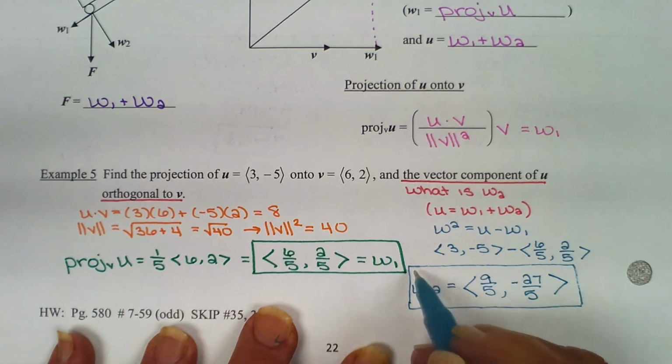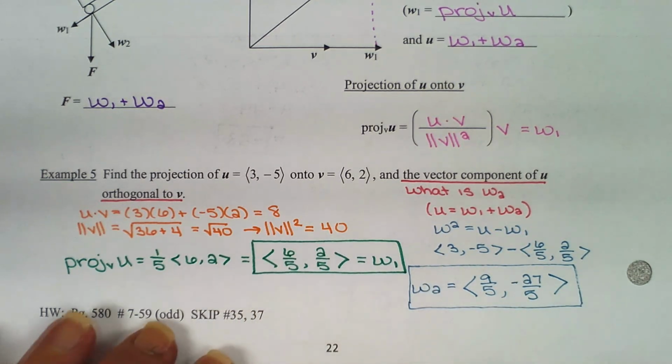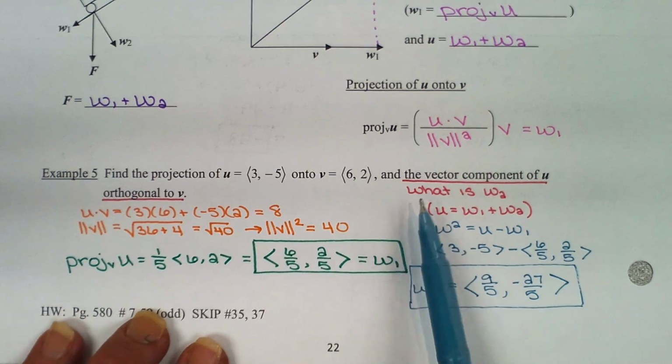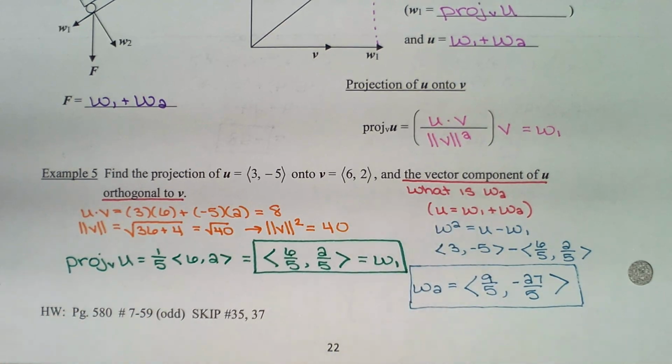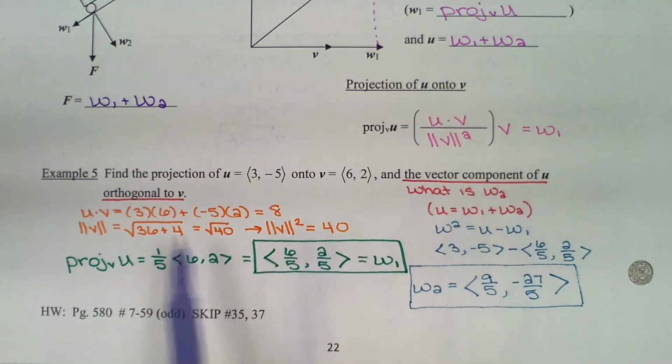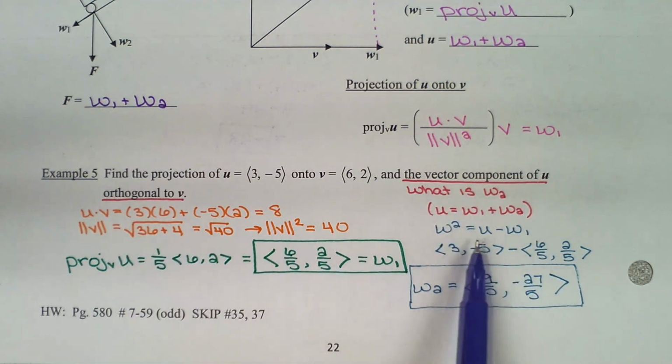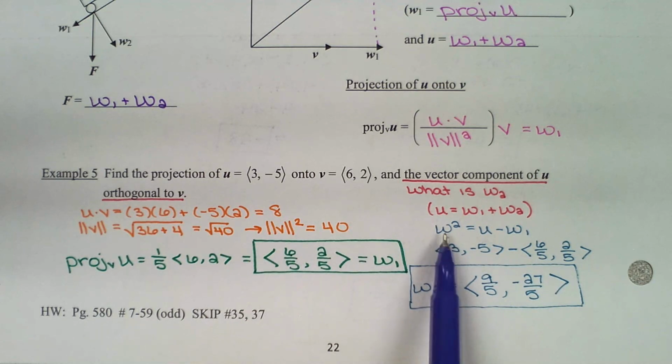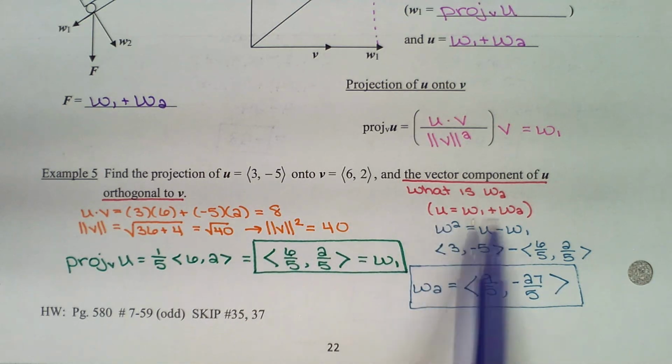The work to do these isn't hard. You just have to understand what you're looking for and what you have to work through as you go through these problems. Like I said, you have to know that when it says the vector component of U orthogonal to V, that means find W2, and you need to know that U is just W1 plus W2.